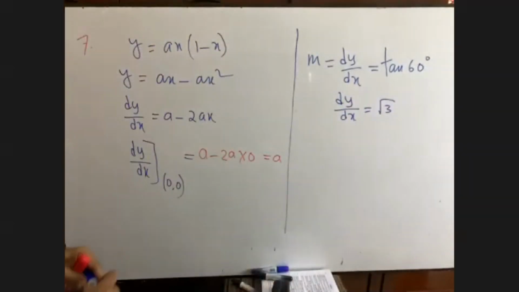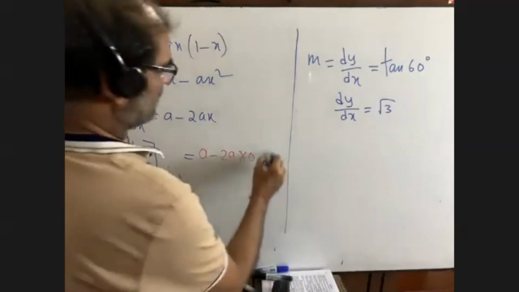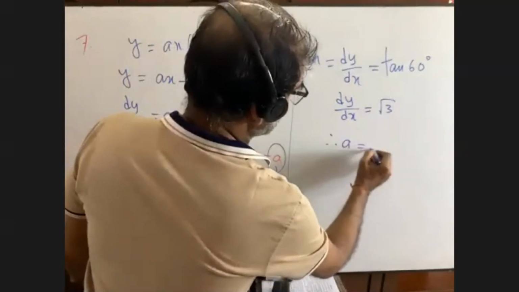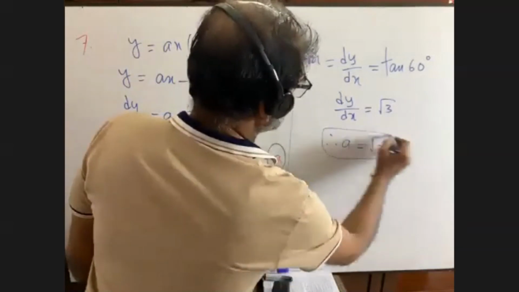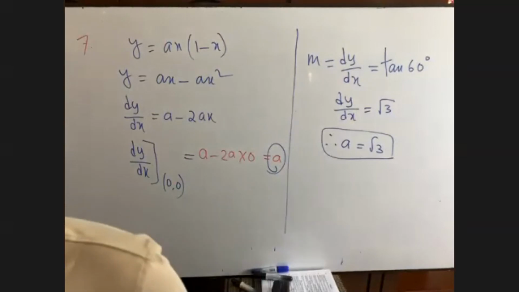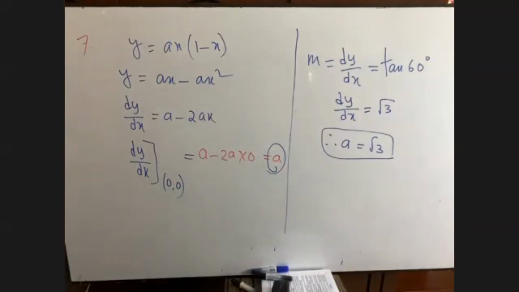Now, what is the value of dy by dx? Dy by dx is a. So we are getting a equals root 3, and it is the answer, and the math is done. In this question, we have to find the value of a that we have found.